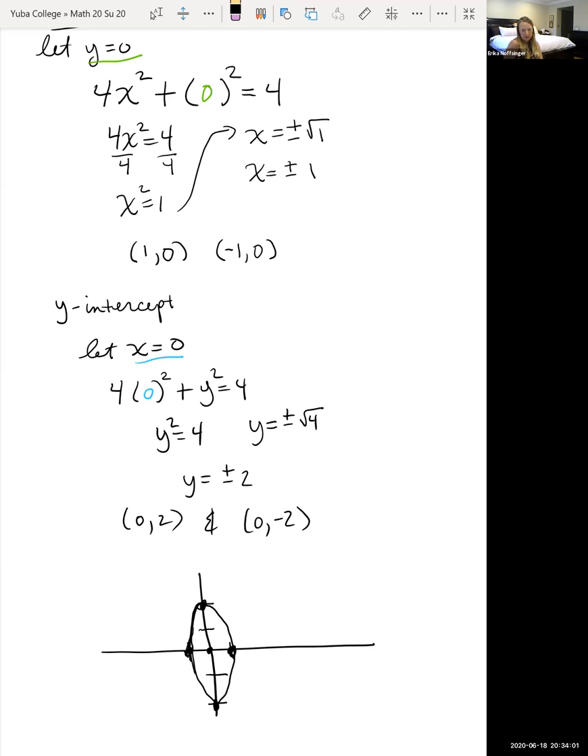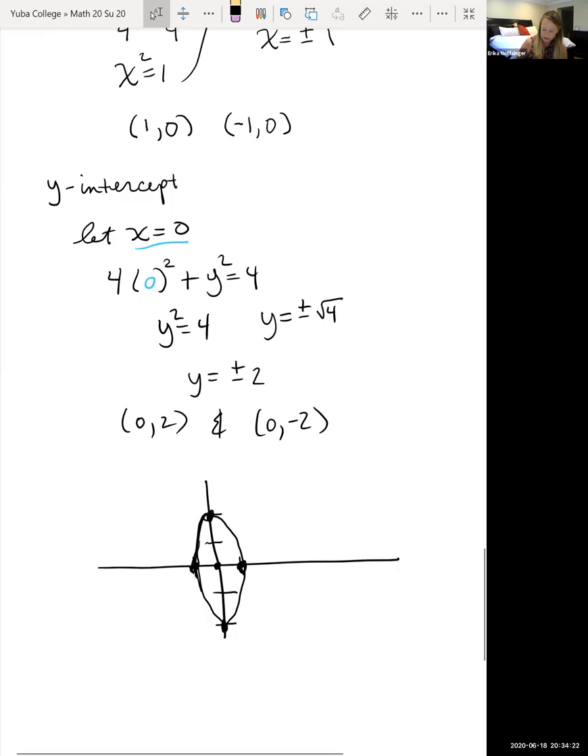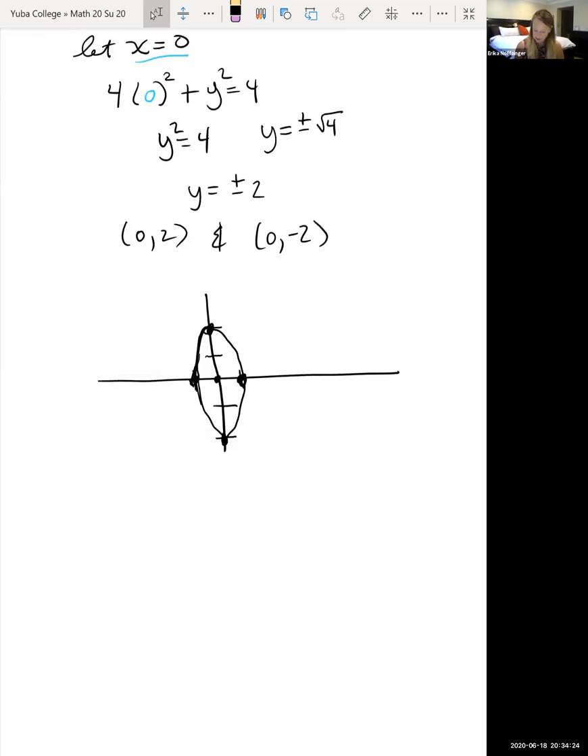So notice we fold the paper on the x-axis, it's a mirror image. Fold the paper on the y-axis, it's a mirror image. If you folded that paper on the x and then the y-axis, or the y and then the x-axis, notice it would be a mirror image. This is actually symmetrical across the origin. So that's the last type of symmetry. So something can be symmetrical across the origin.